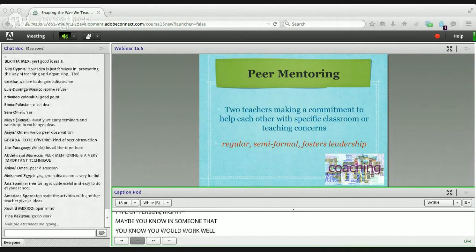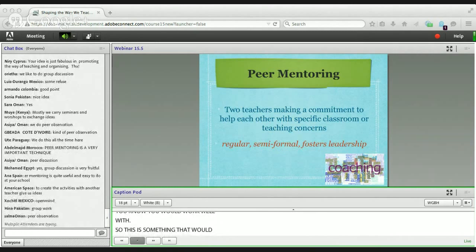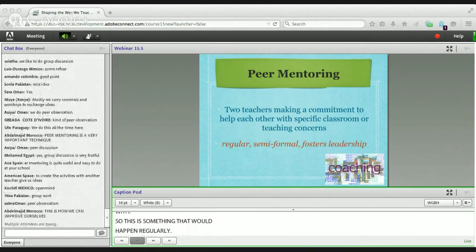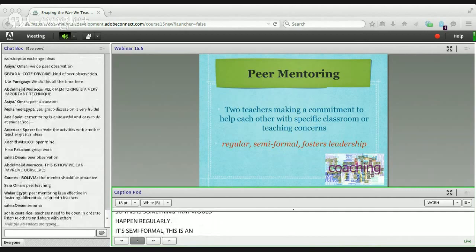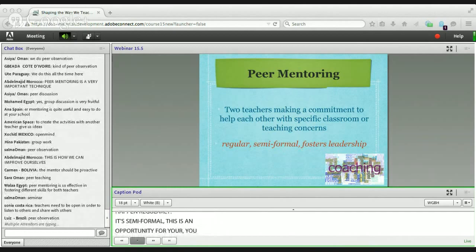It's semi-formal, and this gets at what Alan Myers was talking about with nurturing teacher leaders, is that this is an opportunity for yourself and your department to foster leadership. So as an administrator, you might want to think about how you could implement a mentor program if you don't already have one, which I know many places do.